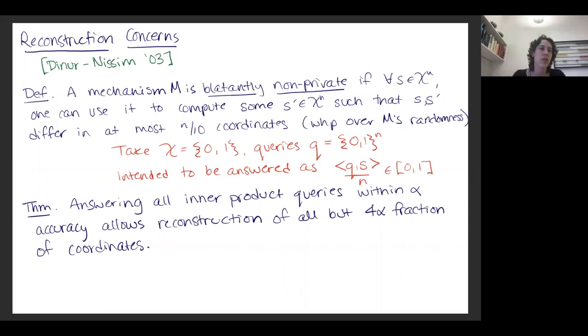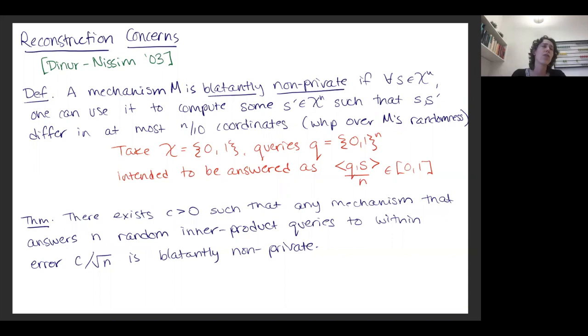Thinking about reconstruction in this way was really formative for thinking about privacy. How do these reconstruction attacks work? Intuitively, you think of every answer to a query as constraining the space of possible databases that could have generated that answer. As you accumulate answers to more and more queries, the space of possible databases becomes more and more constrained. You can think of this as a mathematical programming problem. Given all of these constraints, you can solve for a likely database that could have generated these answers. It turns out you can do this quite well. Furthermore, even if you don't answer all of the inner product queries, they also show a theorem that says that even if you just answer some n random inner product queries to within some error c over root n, this is also going to be blatantly non-private.